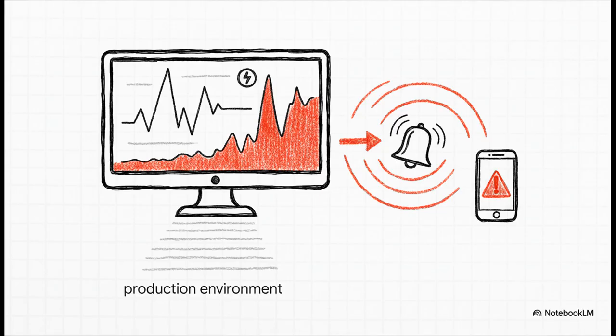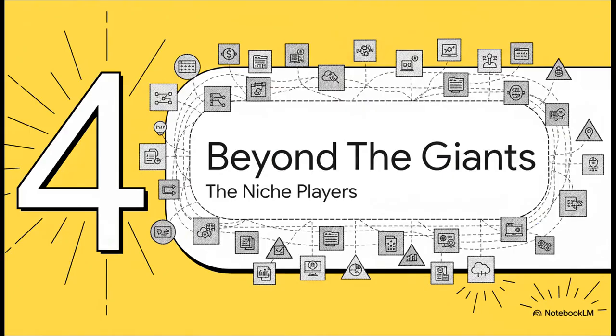Its whole job is to answer that one critical question. Is our model still working correctly out in the real world? And if the answer is no, if it sees a spike in errors or something looks off, it immediately sends out an alert so the team can jump on it. Now, these 5 tools we've just covered, they are the absolute giants. They're the foundation of MLOps.